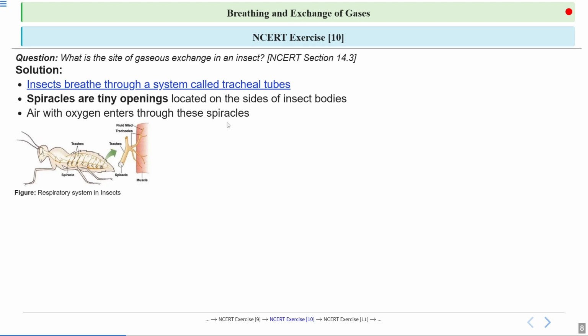enters through these spiracles, okay? So you must remember the spiracles that are present on the sideways of the body and the tracheal tube that is present inside the body. This actually makes the respiratory system in the case of insects.